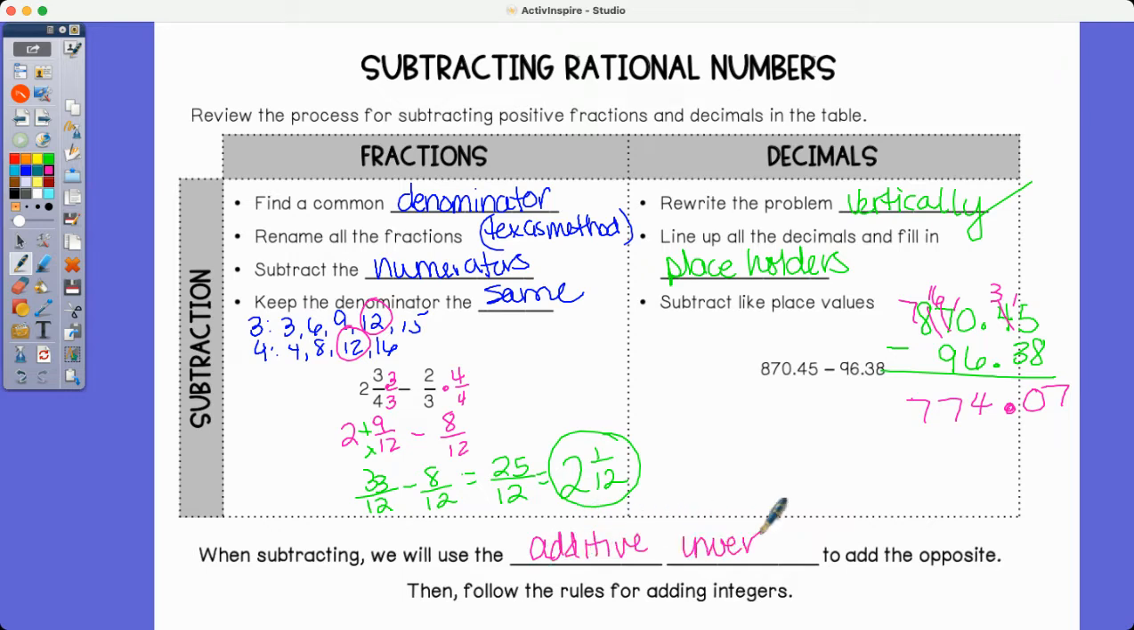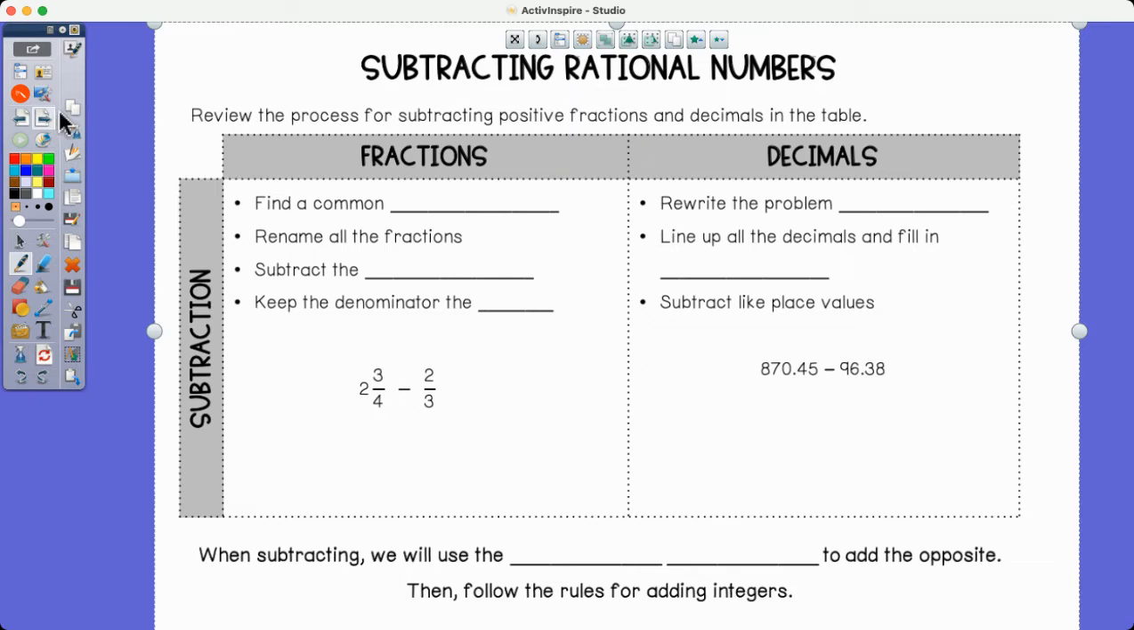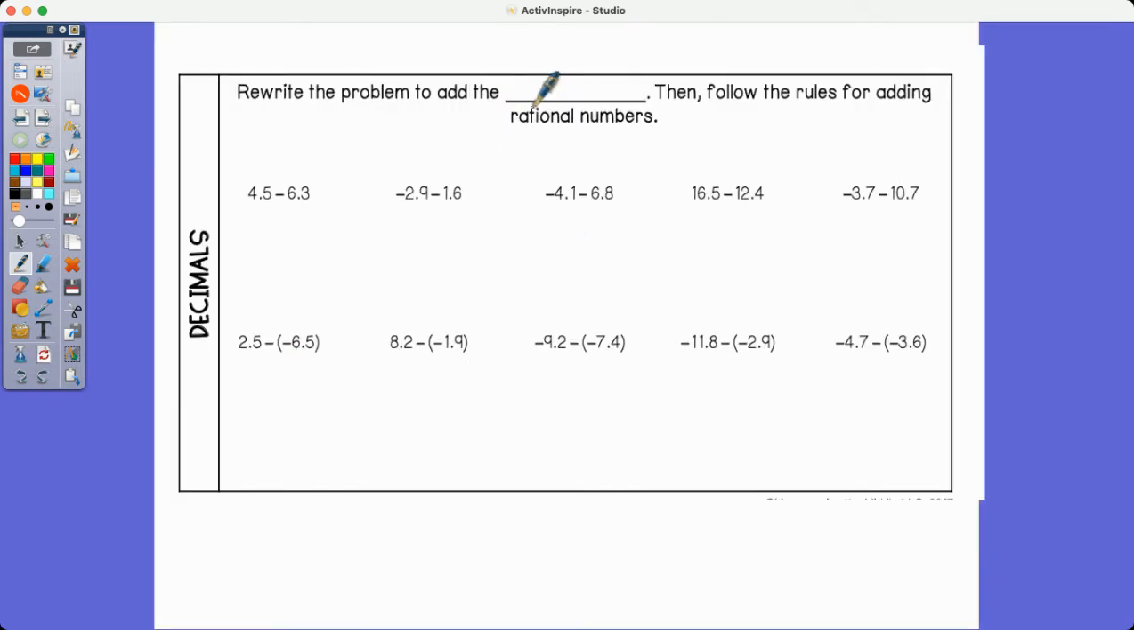When subtracting, we're going to use the additive inverse. To add the opposite. Then follow the rules for addition. You guys remember what an additive inverse is, right? You flip and change that sign. Okay, so let's go ahead and take a look. We're going to rewrite the problem to add the opposite. That's the additive inverse. Then follow the rules for adding. So I rewrite these 4 and 5/10 plus a negative 6 and 3/10.